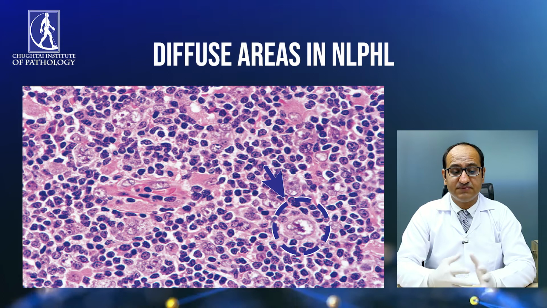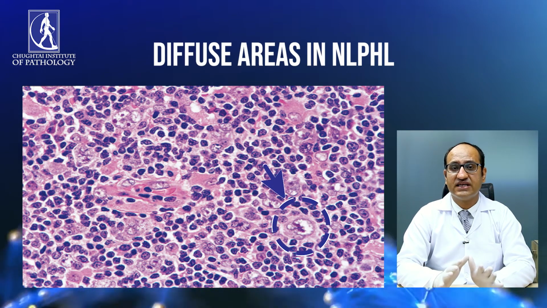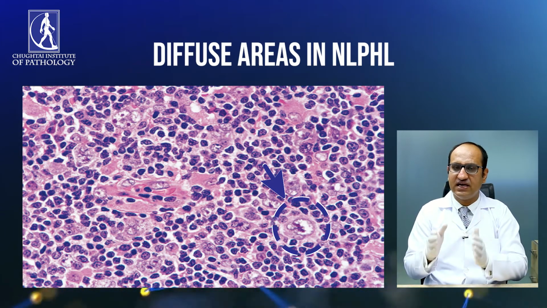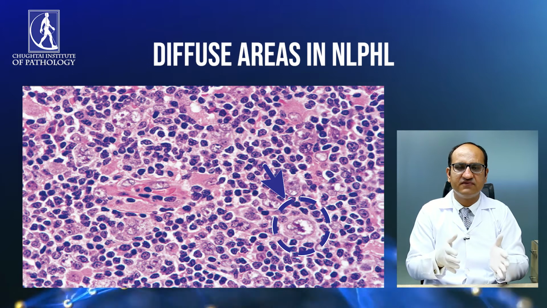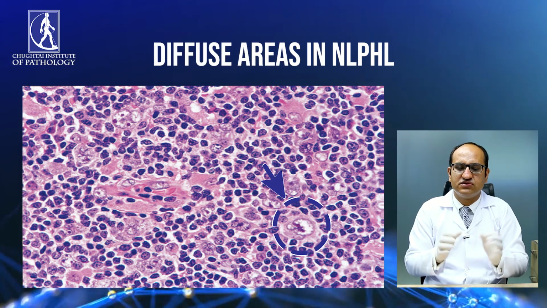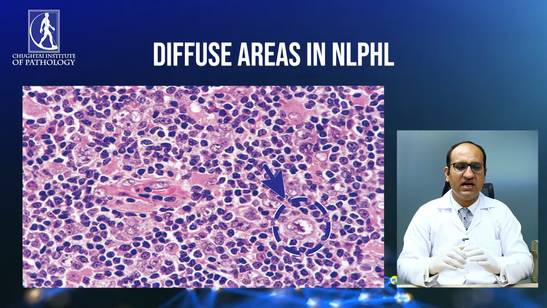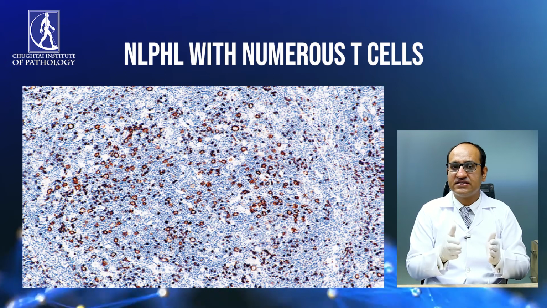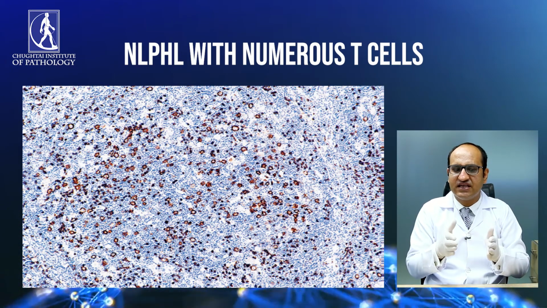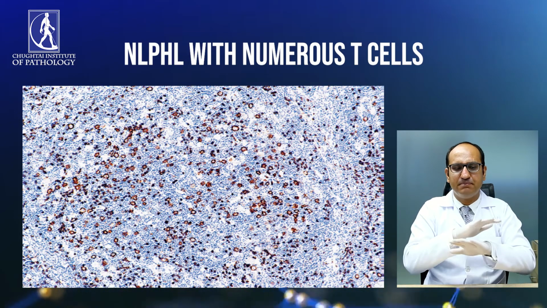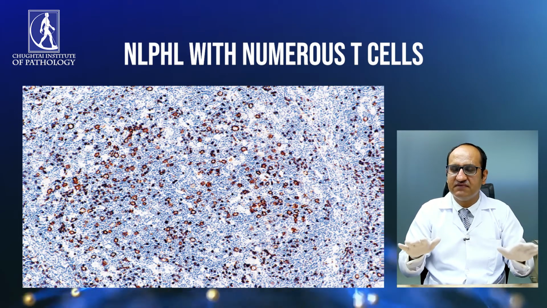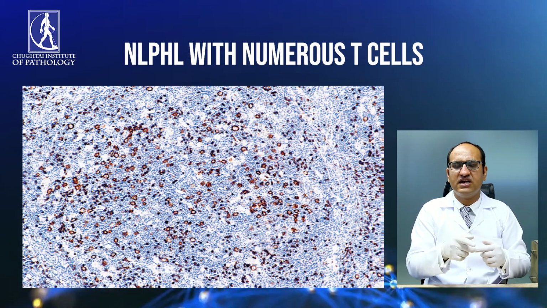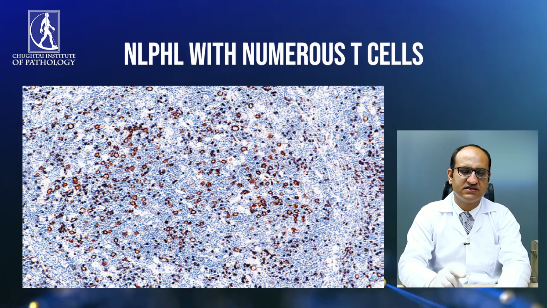If you look closely at this picture, this is the picture of diffuse areas in lymphocyte predominant Hodgkin lymphoma. Here you can see the picture is the same. You have large cells and you have a background of small lymphoid cells. The only difference is you don't see nodules in these areas. In this picture, the CD20 IHC stain is performed. CD20 is staining all the large cells, but all the cells in the background are negative for CD20, which means these are T cells. So this is the classic example of nodular lymphocyte predominant Hodgkin lymphoma with numerous T cells.